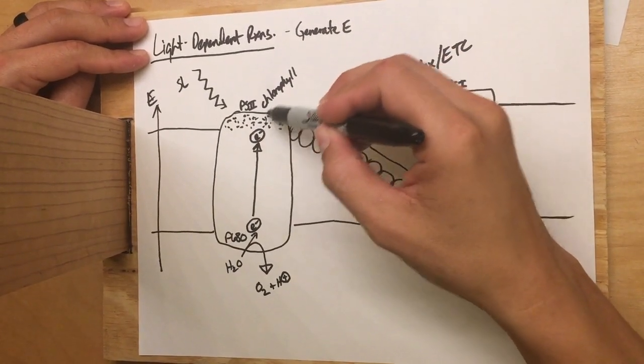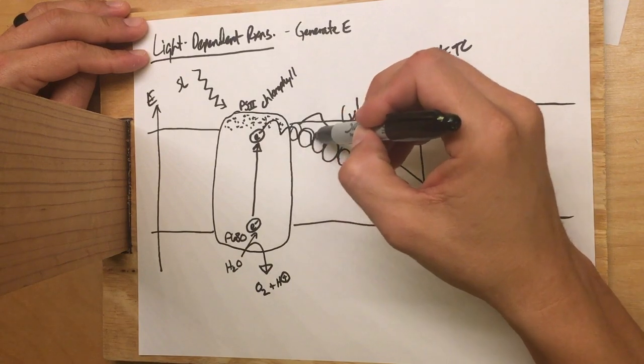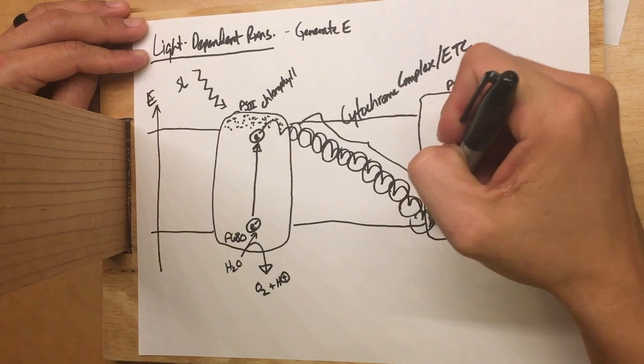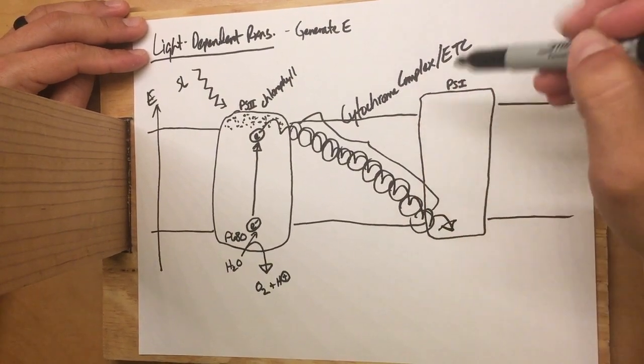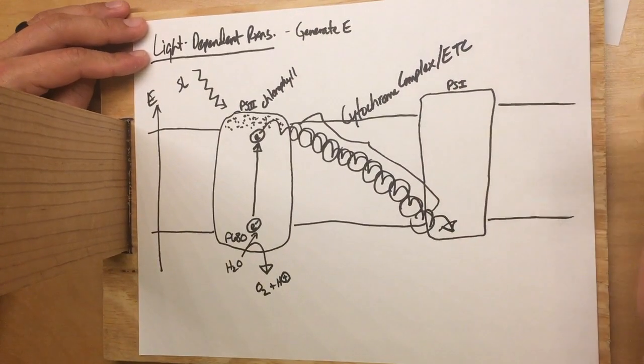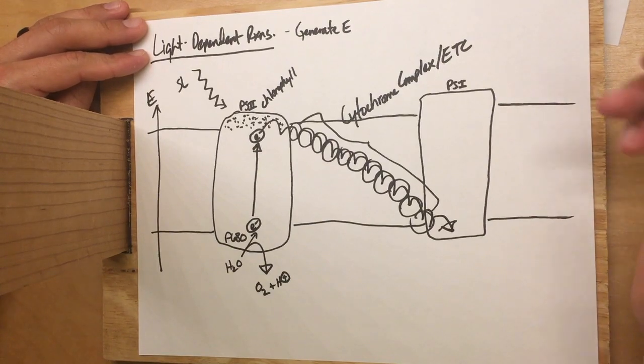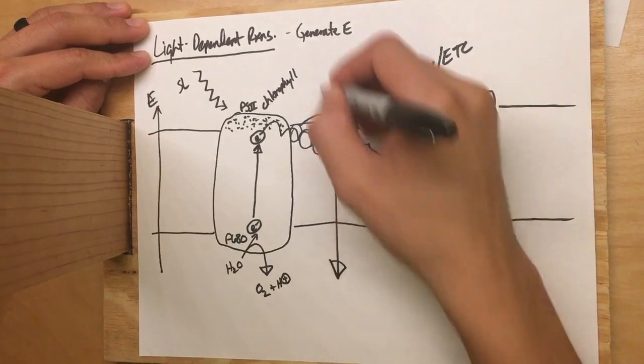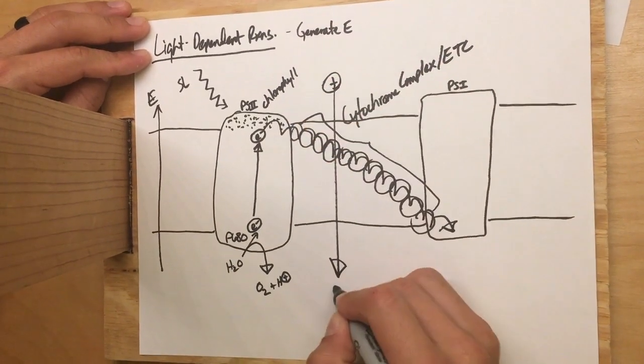And this high energy electron is going to go down the cytochrome complex from one protein to the next. And we're going to use it just like we did in respiration. If you go back to thinking about the electron transport chain in respiration, it pumped protons. So we're going to do the exact same thing. We're going to pump protons across this membrane.